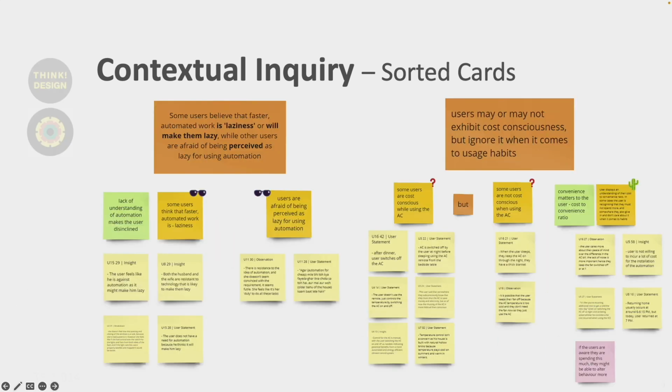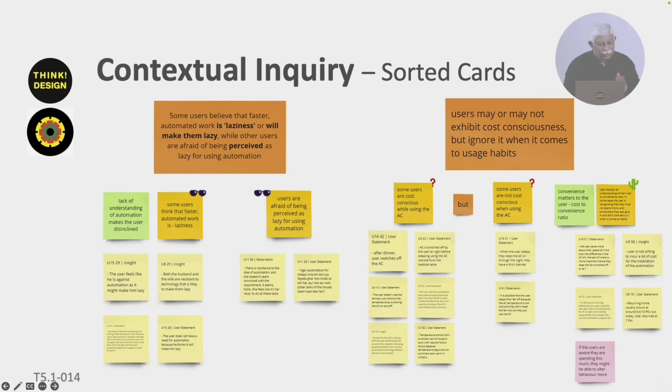So let's have a look at a close-up of this. You can put nice markers too. Say, for example, these two are very important, so they put a spectacle over there. Some users believe that faster automated work is laziness or will make them lazy, while other users are afraid of being perceived as lazy for using automation. So this is their notion of automation, and it comes out of all these references that they got from the study.